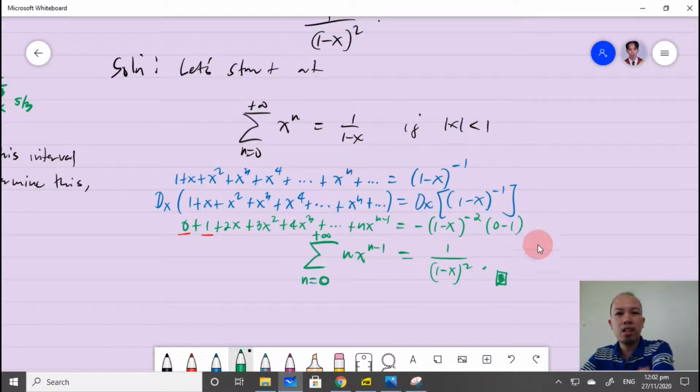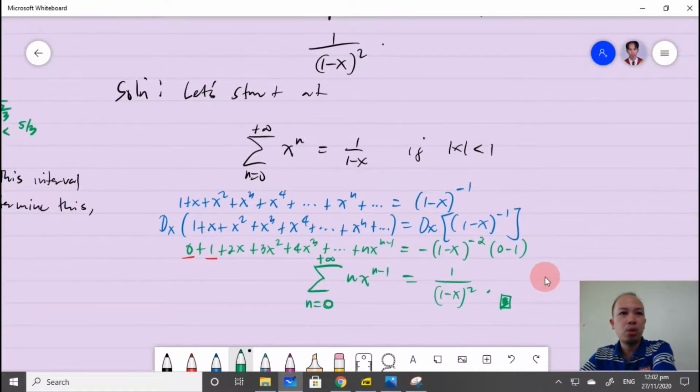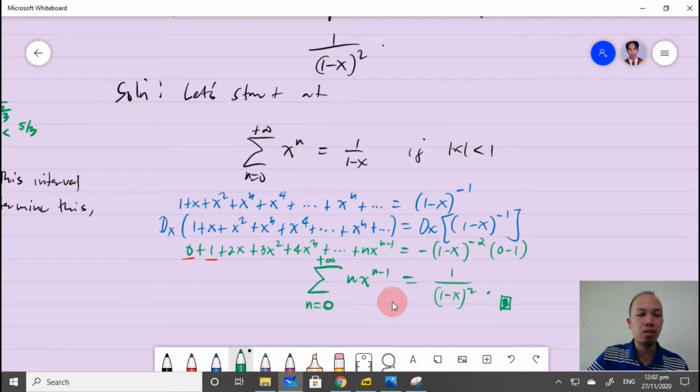Okay, so that's how you are going to obtain a power series representation. So make sure that you have a known power series, like the geometric series or maybe the harmonic series, the well-known series that we discussed in a previous lesson. Okay, so let's try another example.